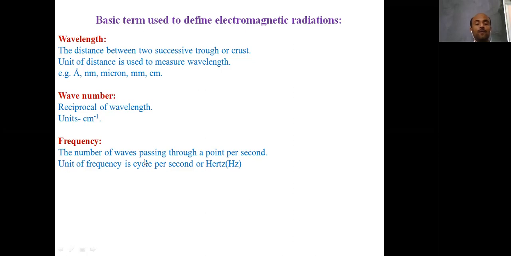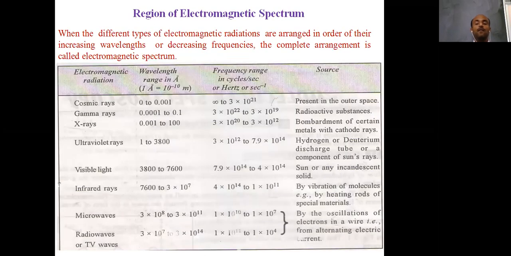The next term is frequency. The number of waves passing through a point per second is called frequency, and the unit of frequency is cycles per second, also called hertz. Now, if you consider the electromagnetic spectrum, it consists of different regions. The following slide represents the different regions of electromagnetic radiations. All these regions are arranged with decrease in energy or increase in wavelength.